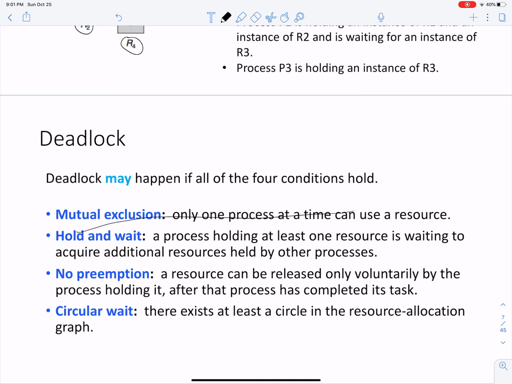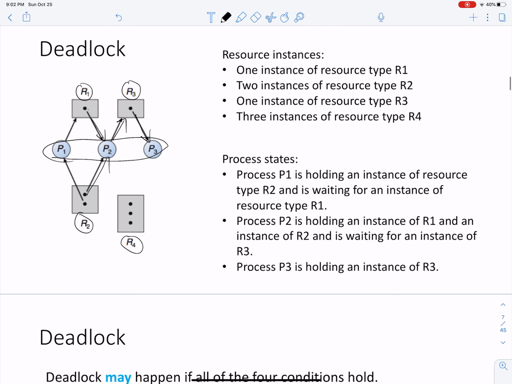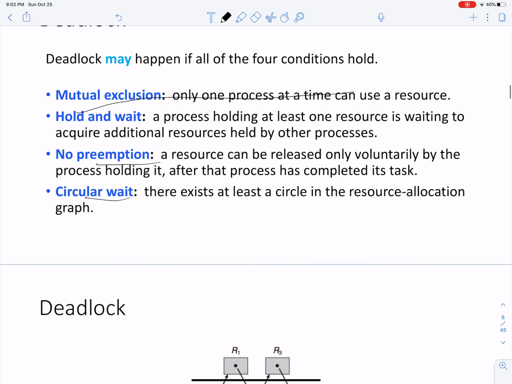It only releases this resource after it finishes its execution. And then no preemption, meaning that a resource can only be released voluntarily by the process holding it after the process has already finished. And then circular wait. This is the most important one. Here we can say that we got a circle, because by following the edges, we have a circle over here. So this is called circular wait.